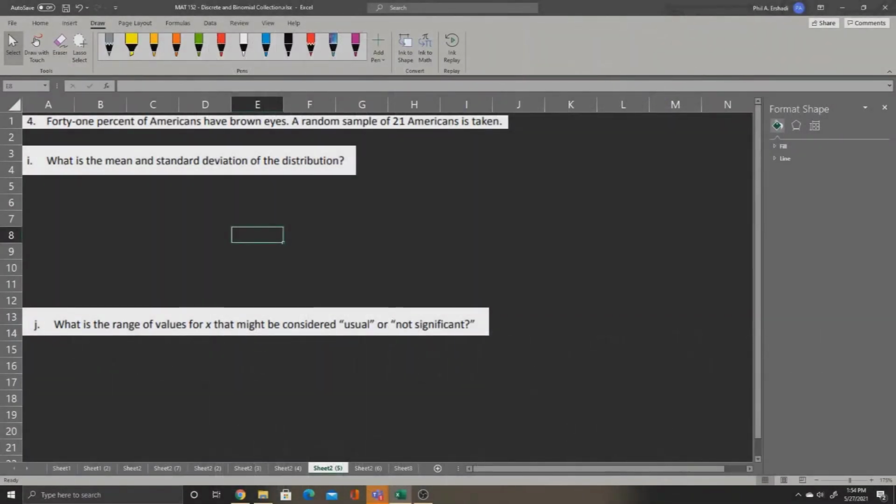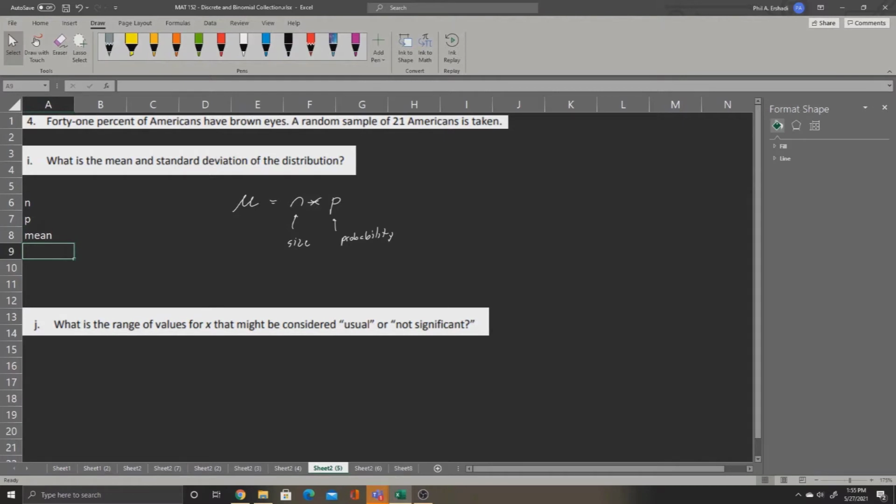Now we are being asked about the mean and standard deviation for this situation. Now, to find the mean of a binomial distribution, we'll say that the mu is equal to n multiply p. Now, n, of course, is the size of the sample, and p is the probability of success. These are the only two quantities we need.